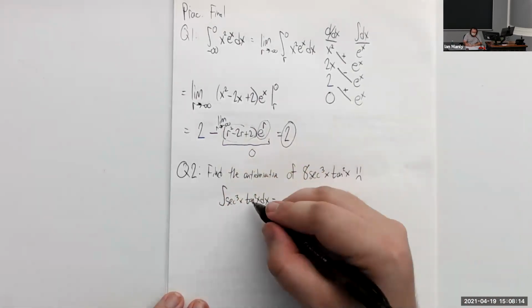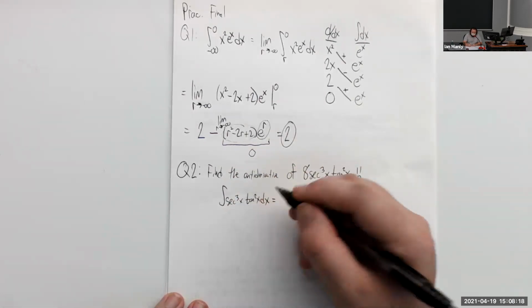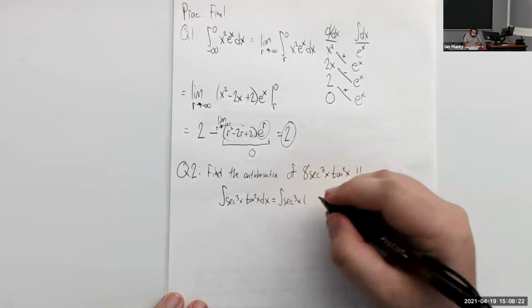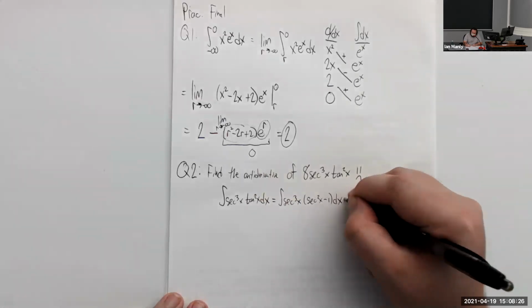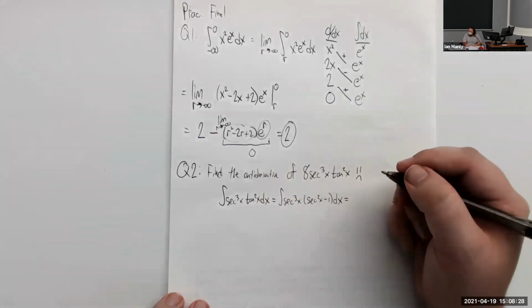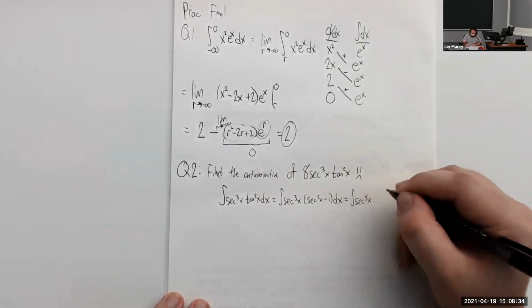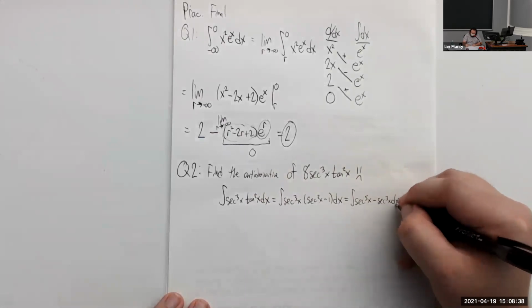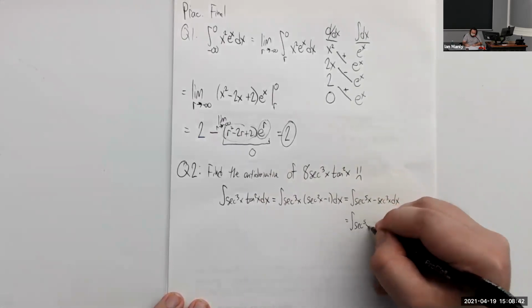Okay. Now remember, the way we did this, the way we started off, is we turned all of the tangents into secants using the Pythagorean identity. So tangent squared is secant squared minus 1. And then if I were to distribute this, I get secant to the 5th minus secant cubed. And then that I can make into 2 different integrals.